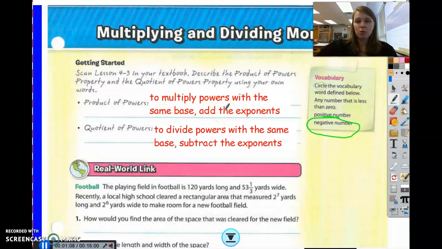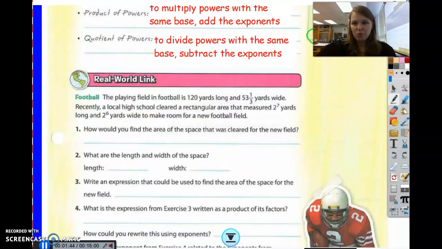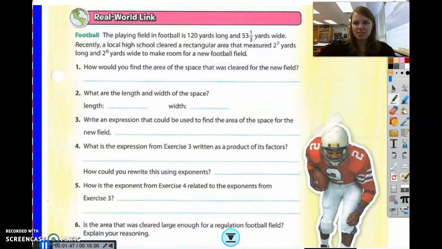So let's say 4 squared and 4 to the 4th power. You add the exponents, so you end up with 4 to the 6th power. That's the answer, 4 to the 6th power. Here, when it says quotient of powers, to divide powers with the same base, subtract the exponents. So let's say you've got 6 to the 3rd power and 6 to the 1st power. You would take 3 minus 1, and the answer would be 6 to the 2nd power. We'll go through examples, but that's a great summary of the whole lesson.